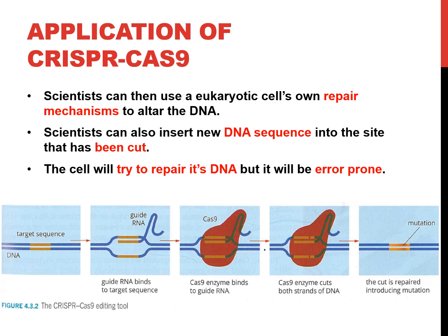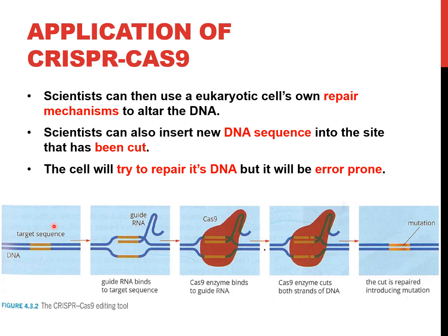So scientists can then use a eukaryotic cell's own repair mechanisms to alter the DNA. Essentially, scientists can cut at a particular part using a Cas9 enzyme, and if it's a eukaryote, it's going to try and repair that DNA. But often it's a process called non-homologous end joining, among another one. That really is error prone, and that breaks very easily. So in other words, we can cut a piece of DNA. It's going to try to repair, but it won't repair properly. And therefore it's now a knocked out gene.